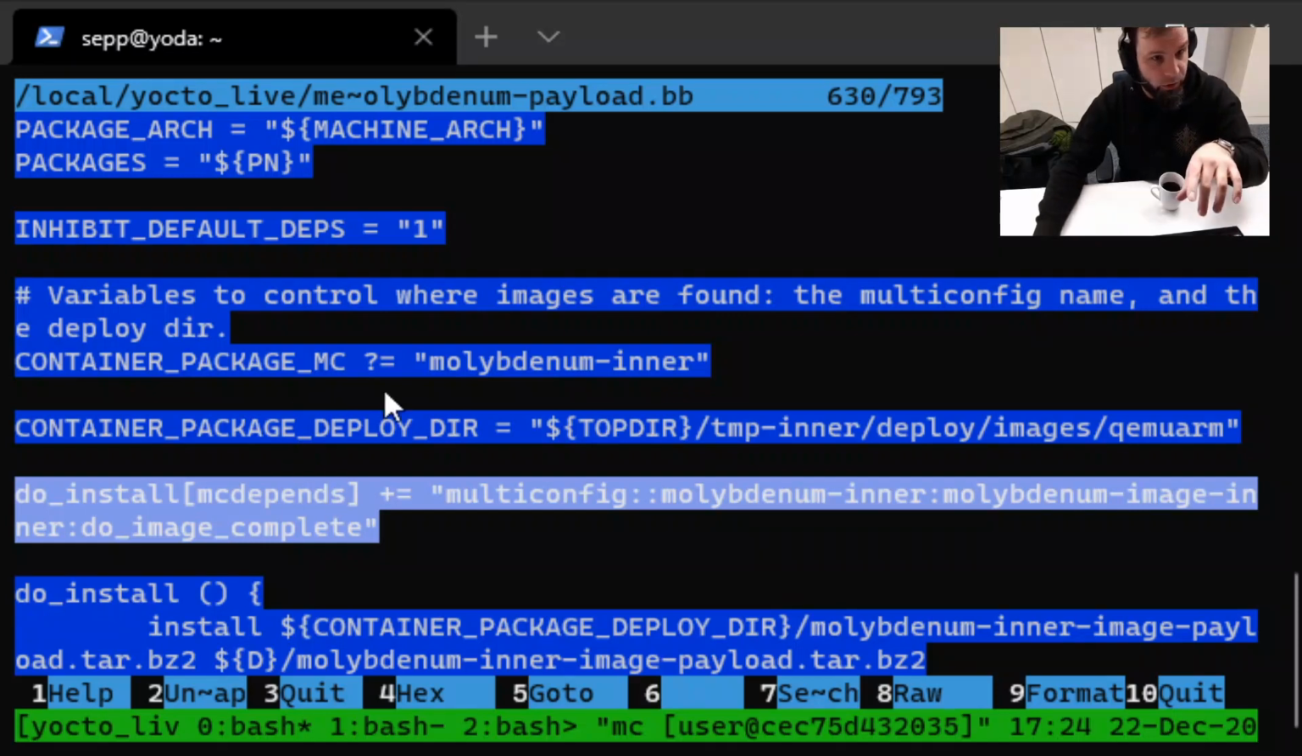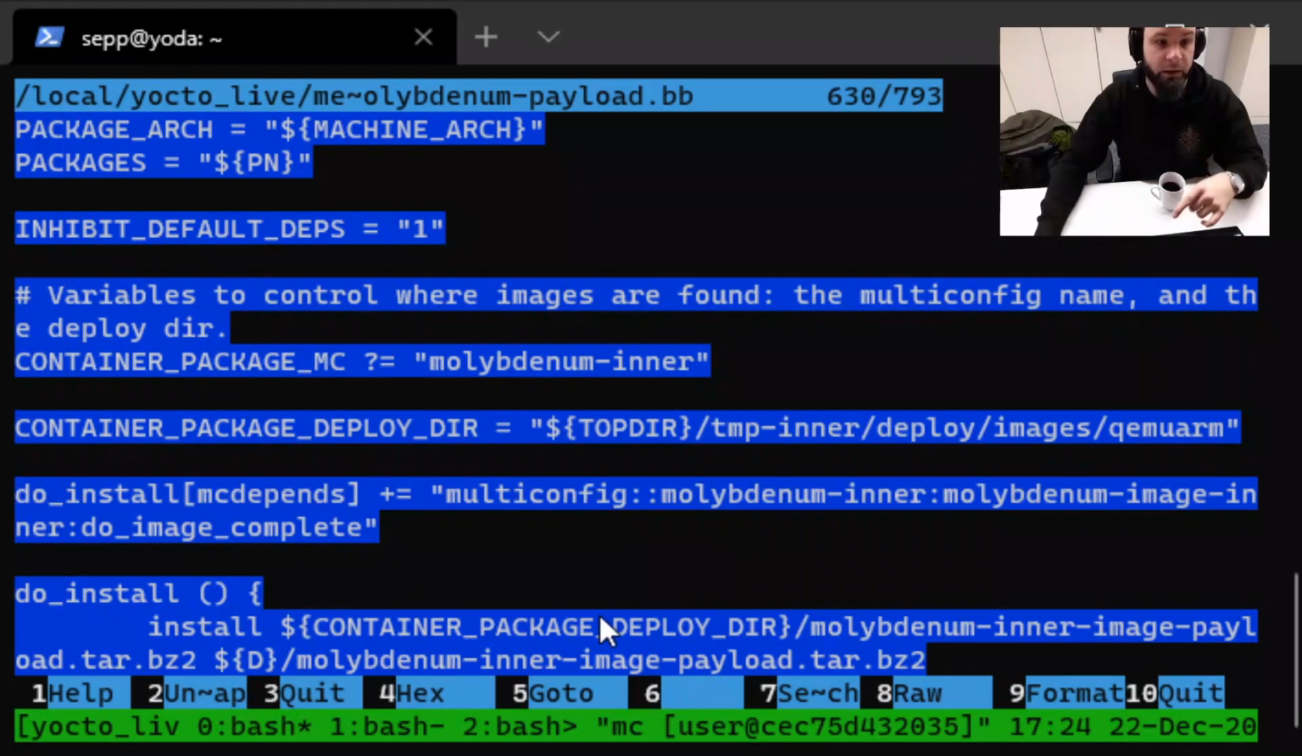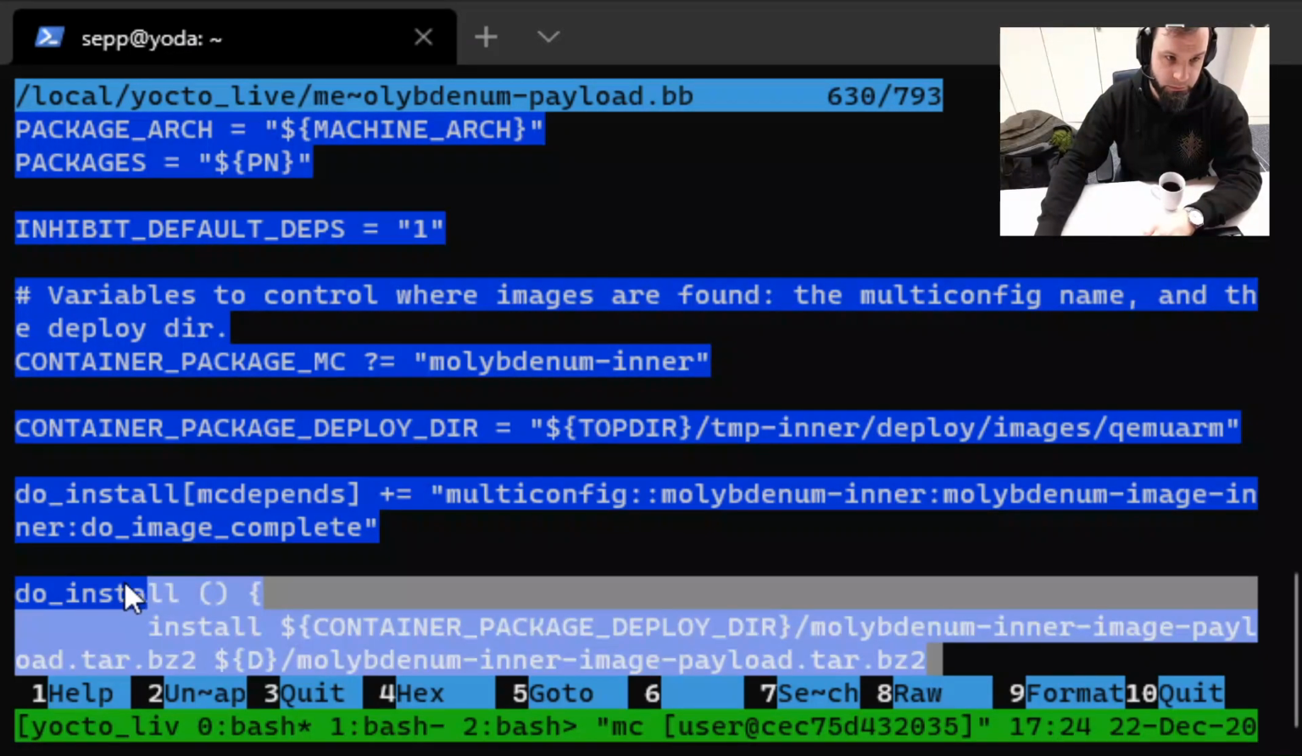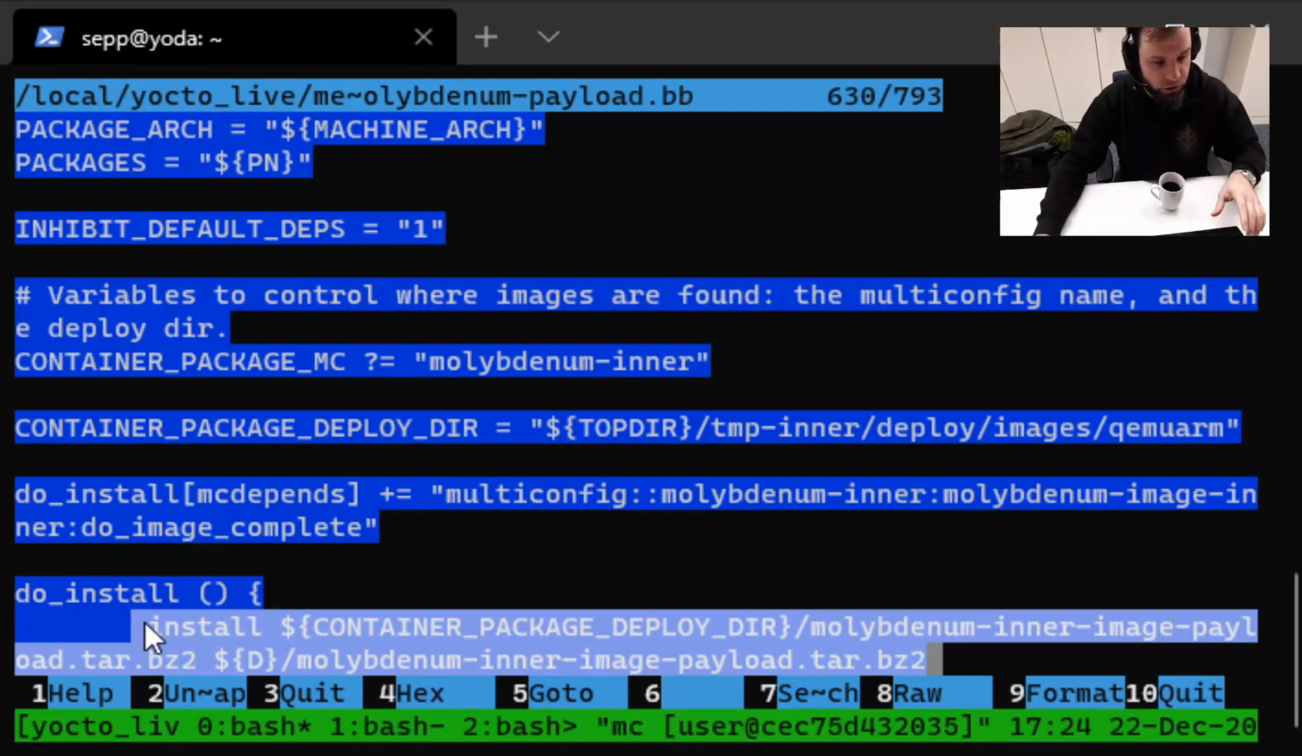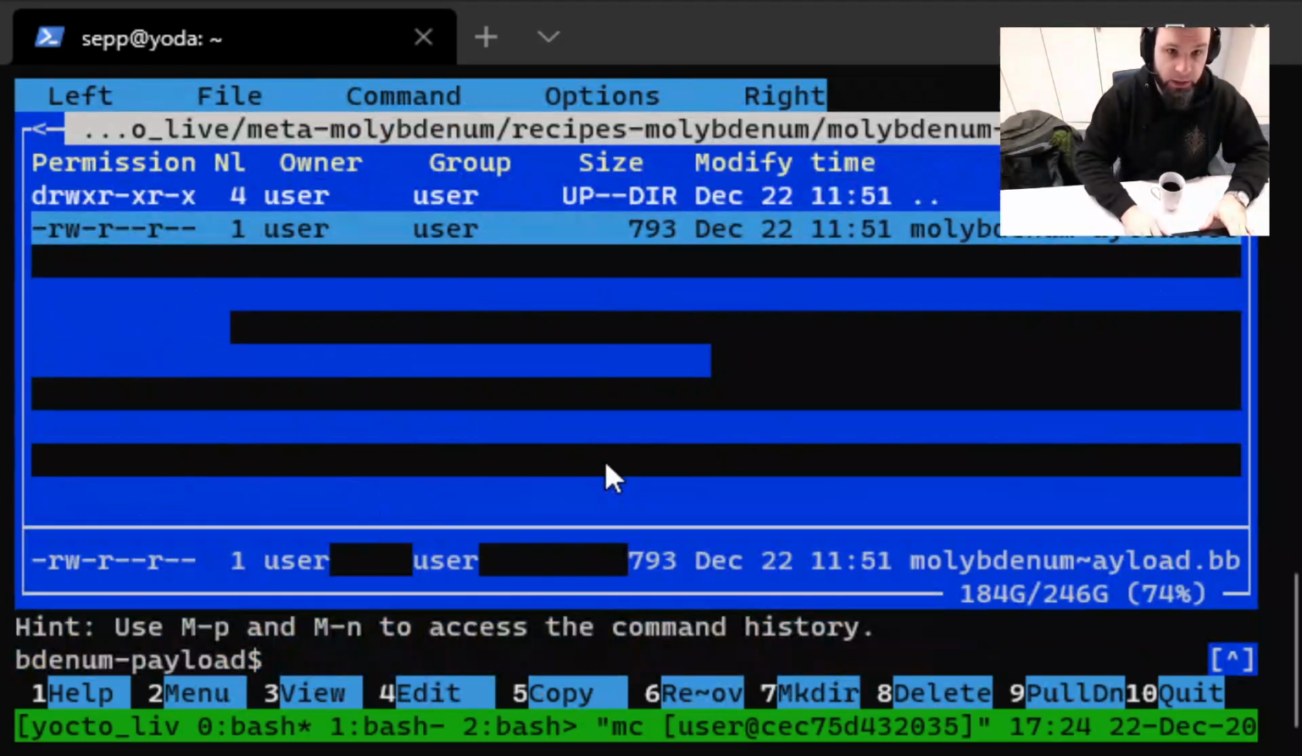So this is the BitBake part, and this is the packaging part. This is the knowledge where the inner image goes to in the build, and this line is the magic part where the inner build goes to in the outer build. You can see, install from that directory, it takes that name and puts it here. Okay, one thing I should note.